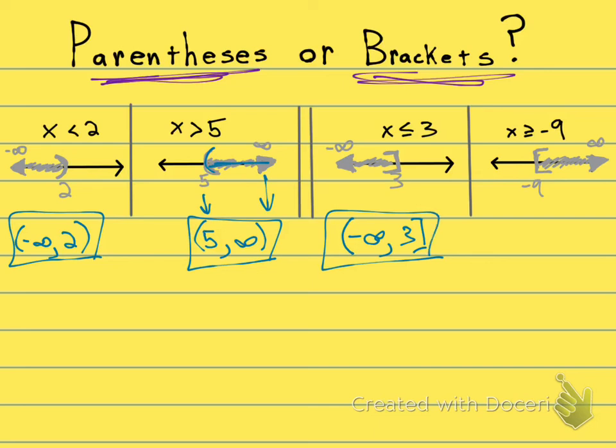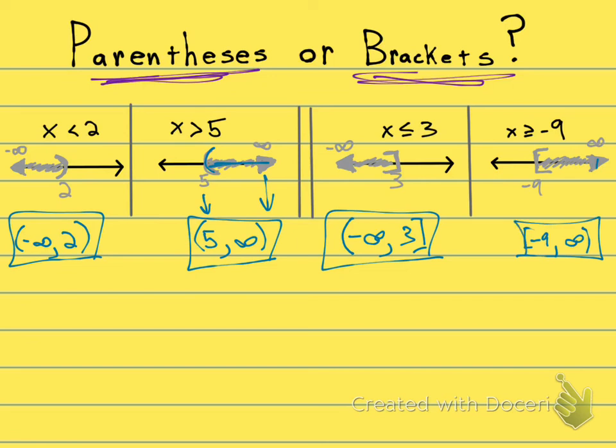All right, and then for my last example here, X is greater than or equal to negative 9. I don't even need to look at that. I just bring this straight down. Negative 9 is on the left, infinity is on the right. Negative 9 gets a bracket, infinity gets a parenthesis. Infinity always gets a parenthesis. And then this is my answer in interval notation.